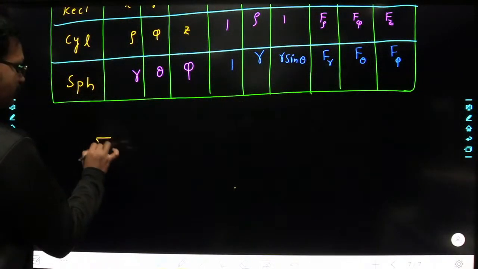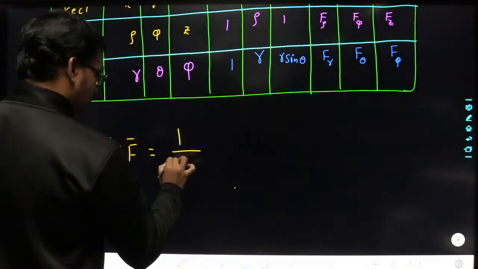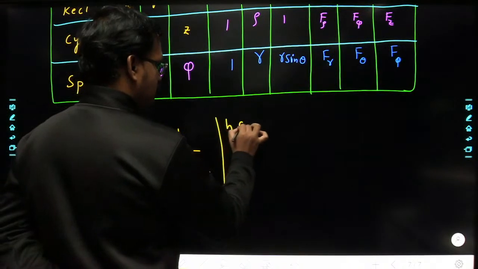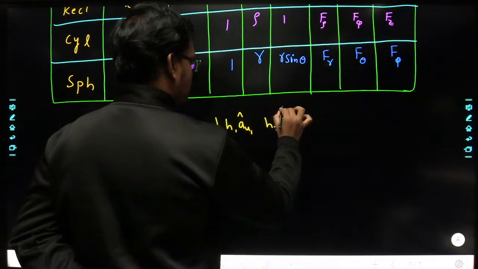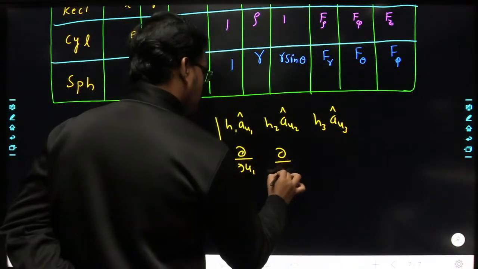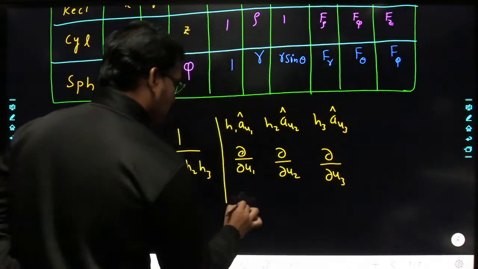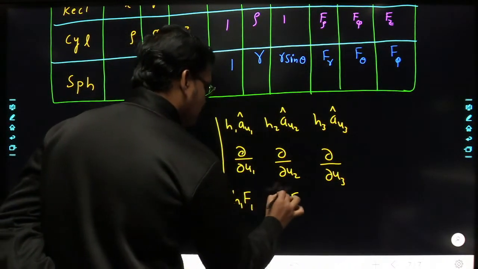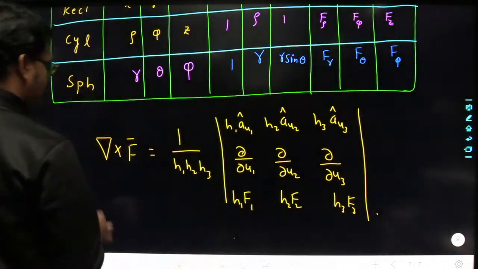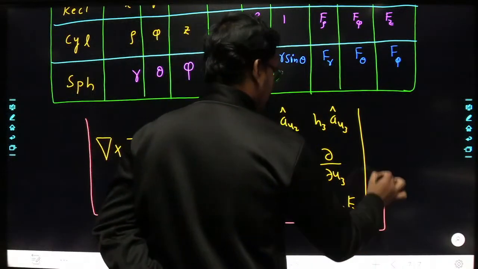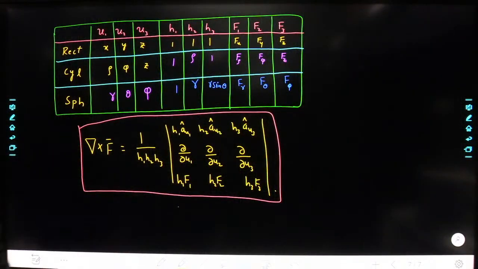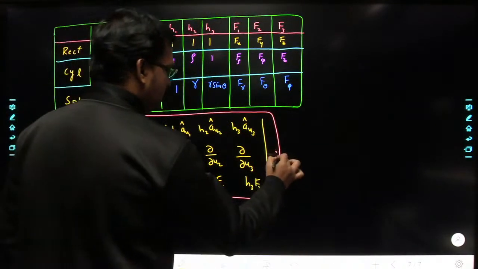So the curl of F bar we can write in this manner: 1 by h1 h2 h3, times the determinant with rows h1 a_u1 cap, h2 a_u2 cap, h3 a_u3 cap; then del by del u1, del by del u2, del by del u3; and then h1 f1, h2 f2, h3 f3. So this is the determinant form for the expansion of curl in all the coordinate systems, whether rectangular, cylindrical or spherical. This is how you have to expand the curl, in determinant form.